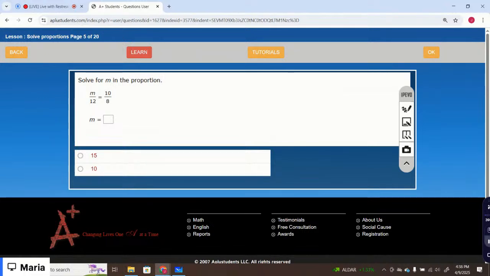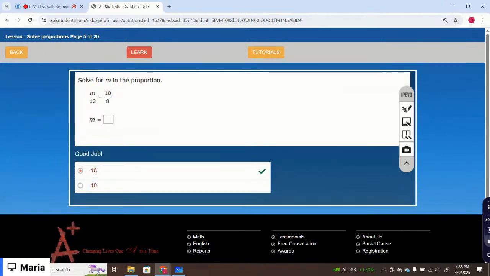Solve for m. m over 12 equals 10 over 8. So which is the correct option? Option number 1 is the correct option, 15 meters.